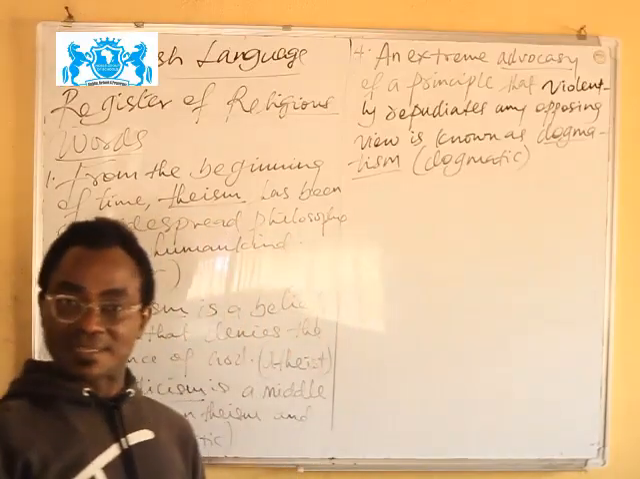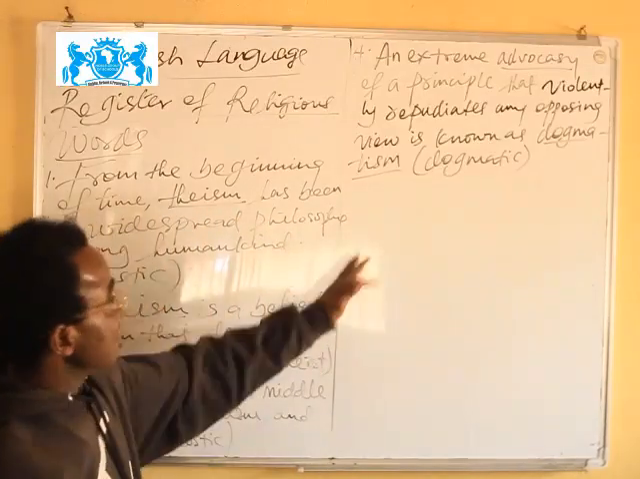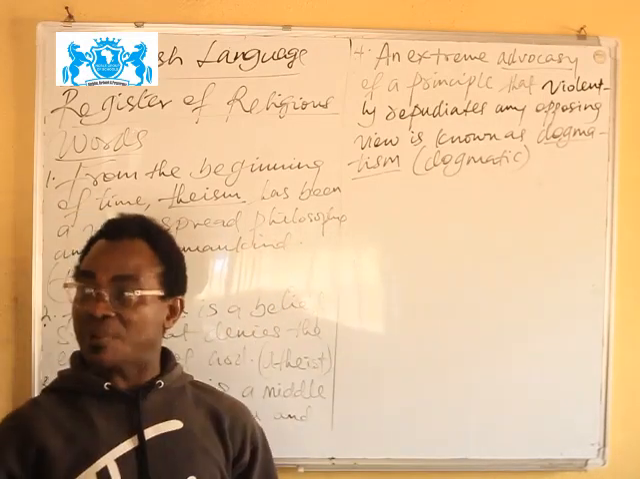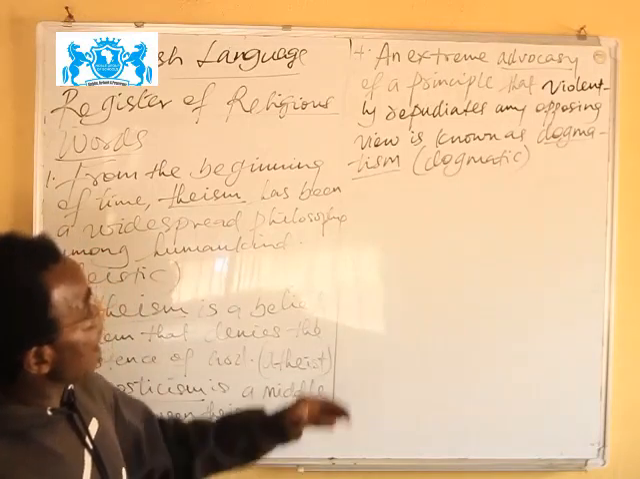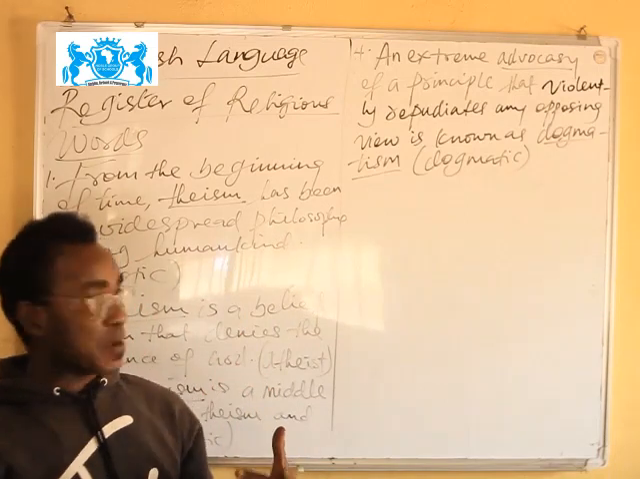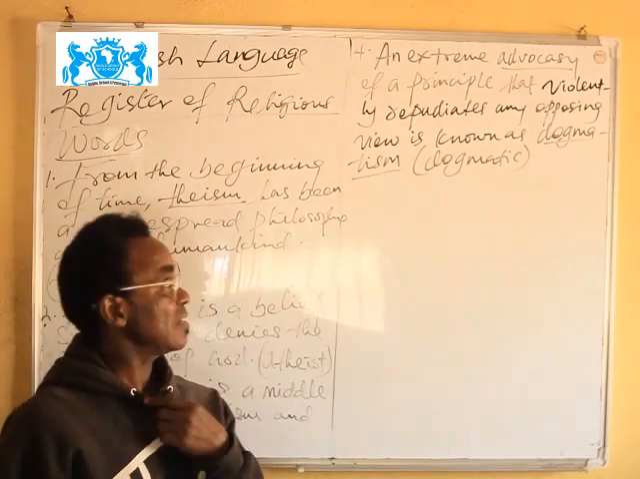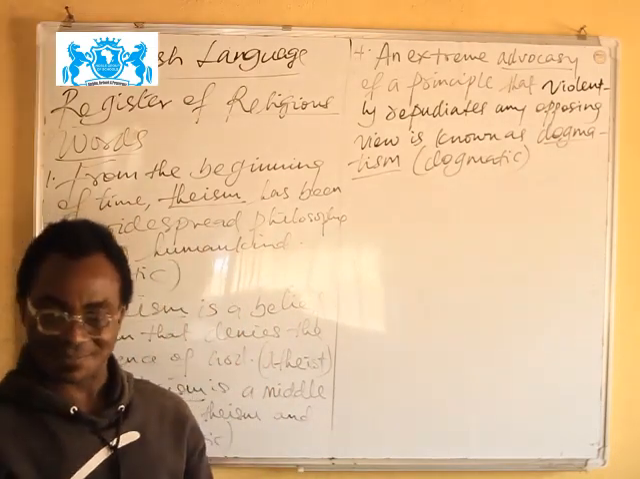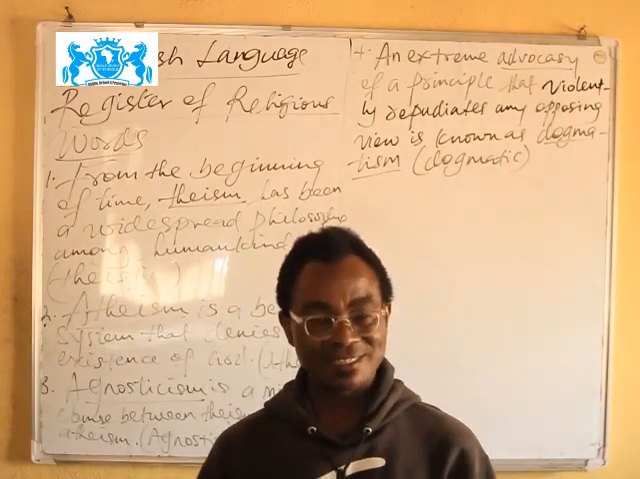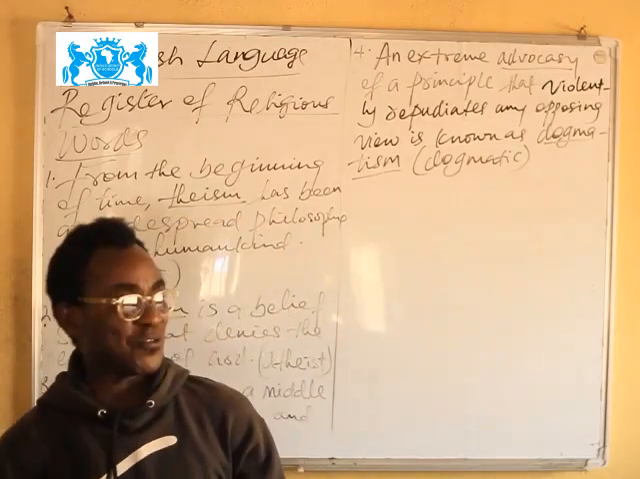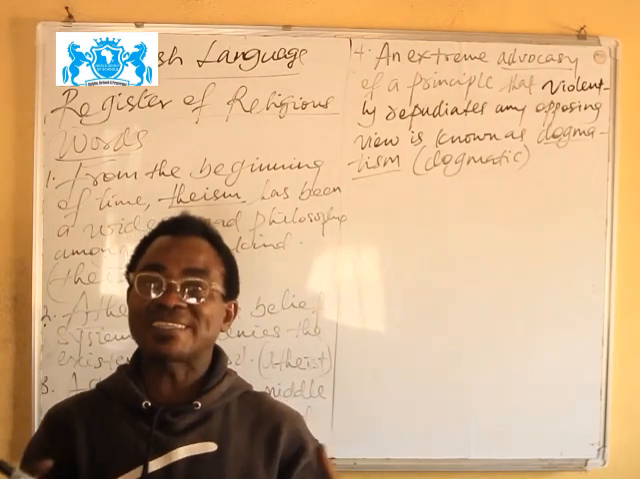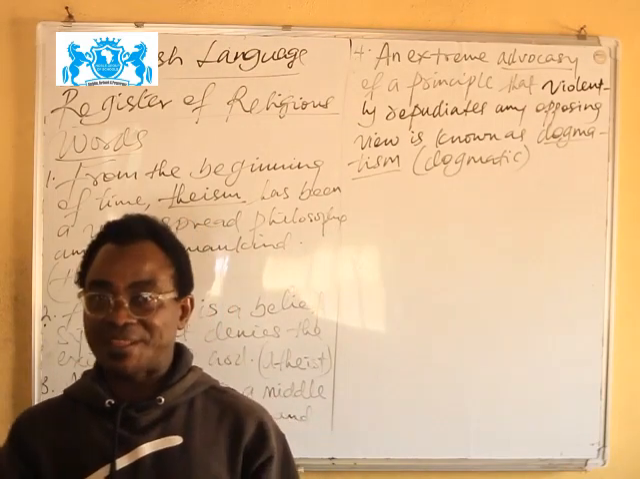Our fourth register of religion is dogmatism. And this sentence says, an extreme advocacy of a principle that violently repudiates any opposing view is known as dogmatism. Now, this sentence defines dogmatism. It means to hold a view so tenaciously that you are prepared at all times to fight and kill in defense of that belief.